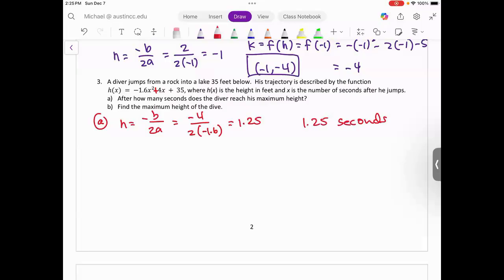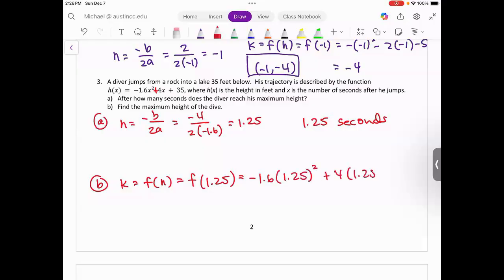What is the maximum height of the dive? That's going to be our y value for the vertex, or our k. Our k is f of h. So we'll do f of 1.25. That's going to be negative 1.6 times 1.25 squared plus 4 times 1.25 plus 35. And we get a value of 37.5. So he had a maximum height of 37.5 feet.